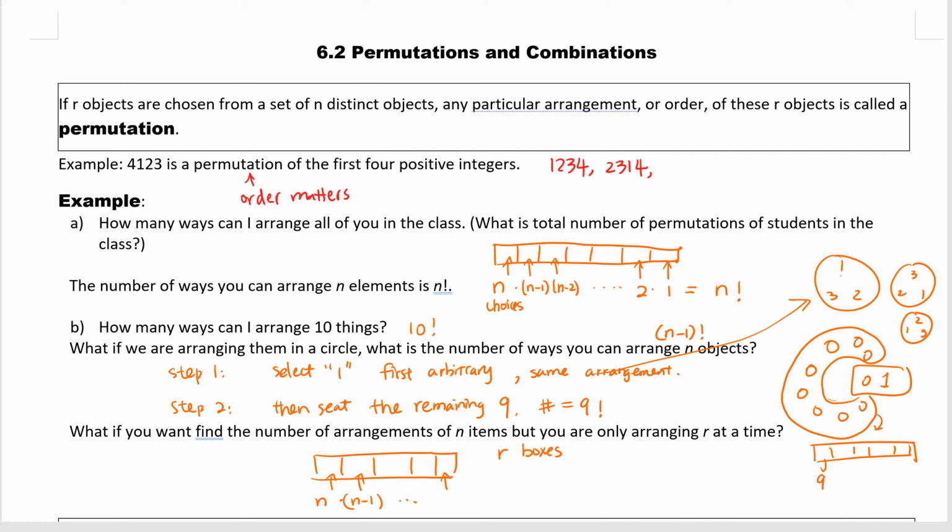Think about it. This is the first box, second box, and this is the r-th box. So the last spot, this is r, then this should be r minus 1. So that's why this is n times n minus 1, dot dot dot, until we get n minus r plus 1.